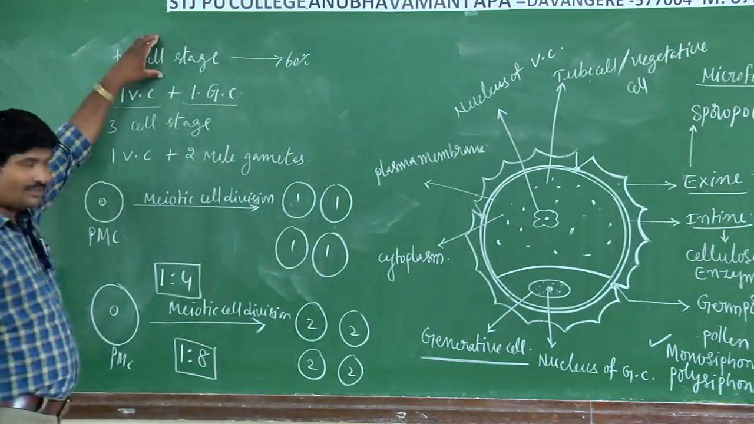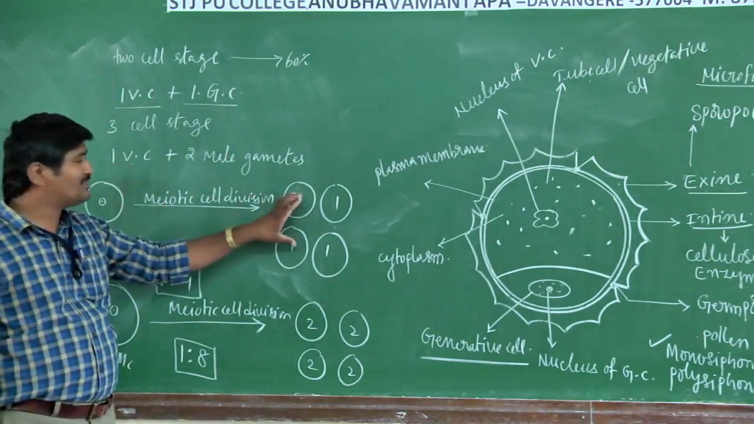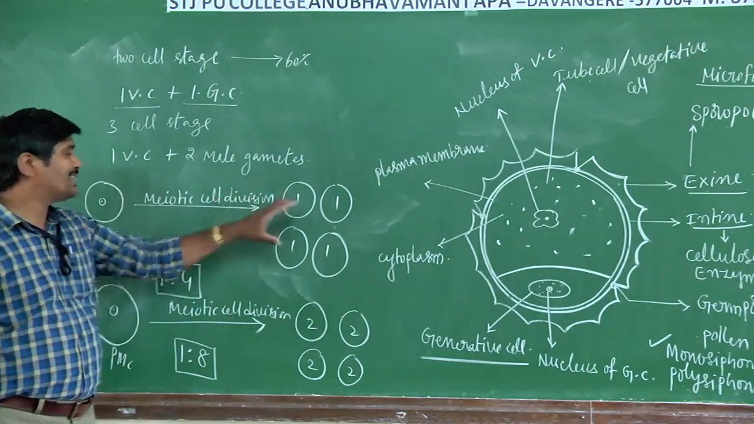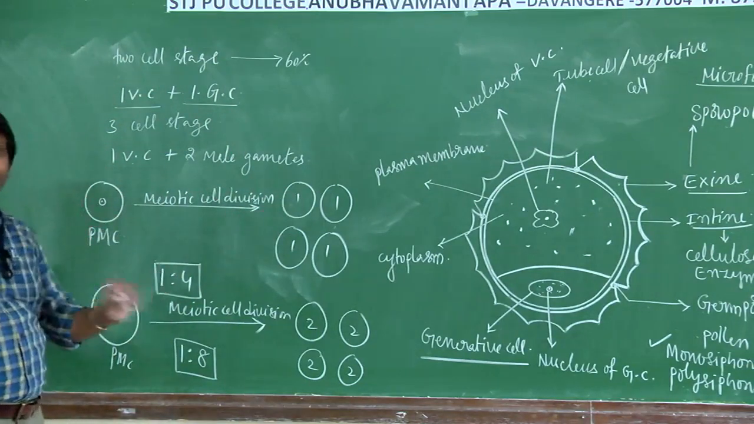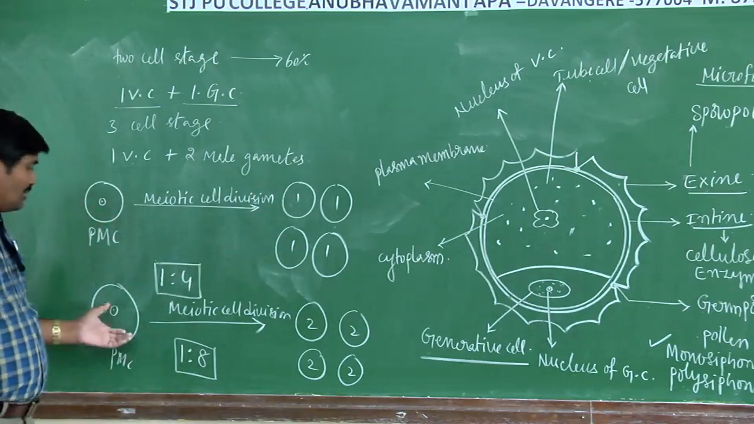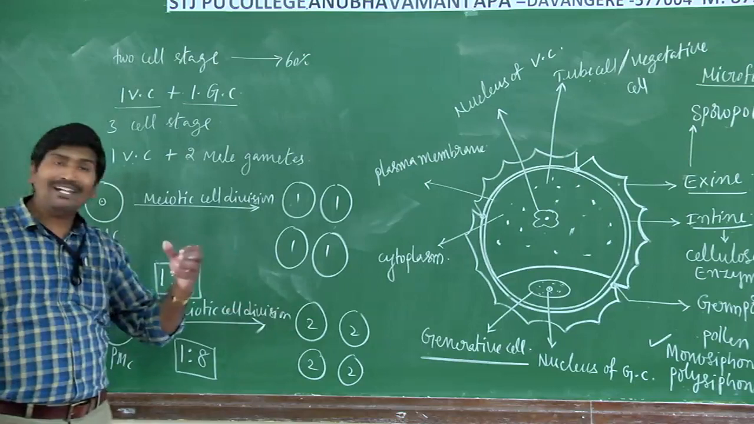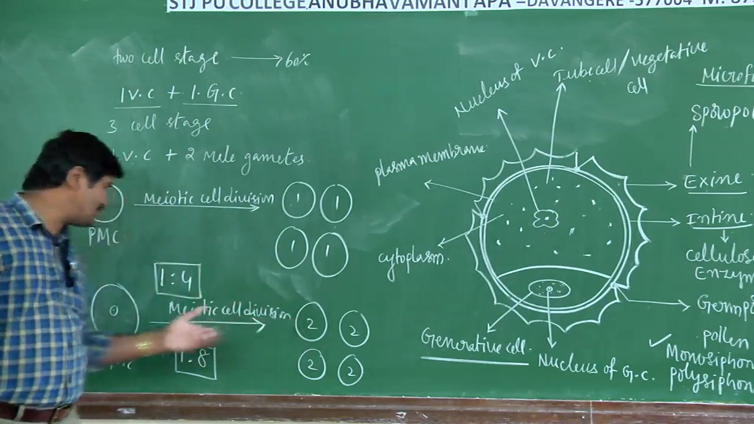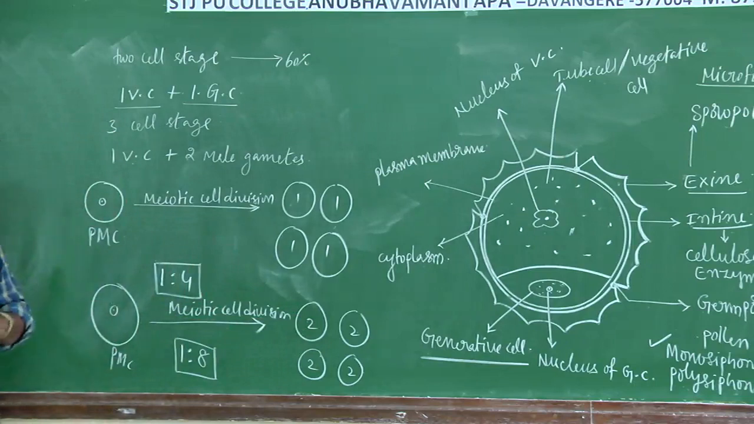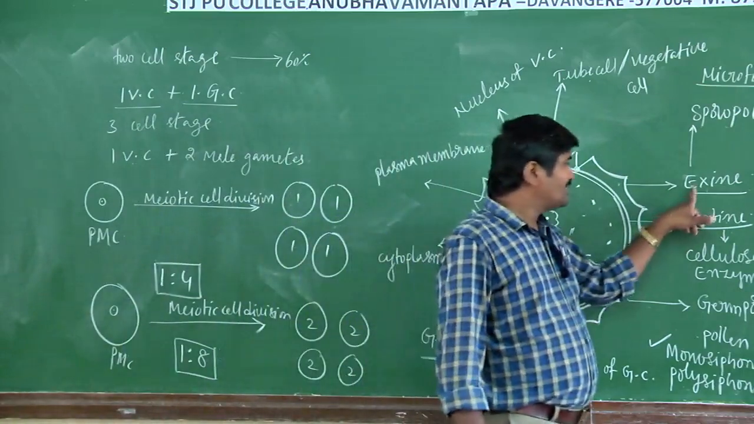Two cell stages. How many meiotic cell divisions and how many mitotic cell divisions are required for the development from one pollen mother cell? That is 1:4. Total three cell stages. So how many meiotic and mitotic cell divisions are required for development from the single pollen mother cell? That is 1:8.